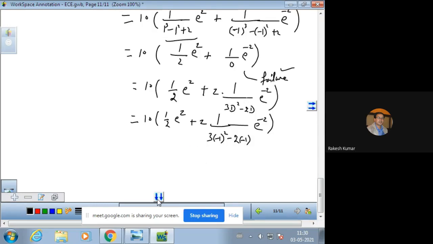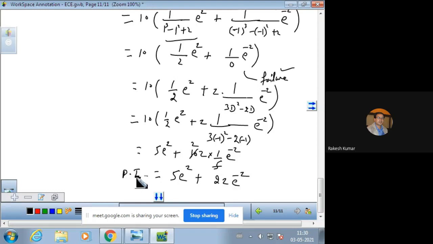So it comes out to be, multiply 10 inside. So you will have 5e^z plus 10z. You are getting 3 plus 2, that is 1 upon 5 e^(-z). So 5e^z. So you can cancel. You will have 2z e^(-z). This is the particular integral.